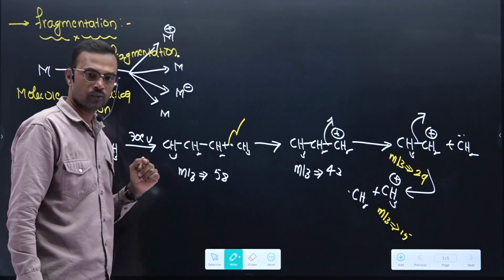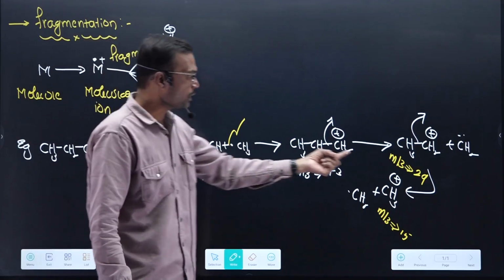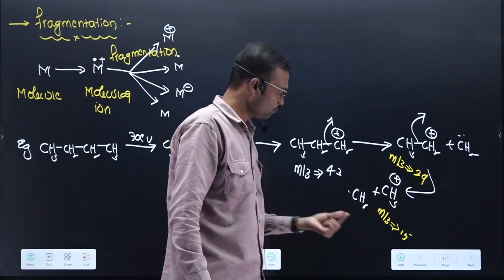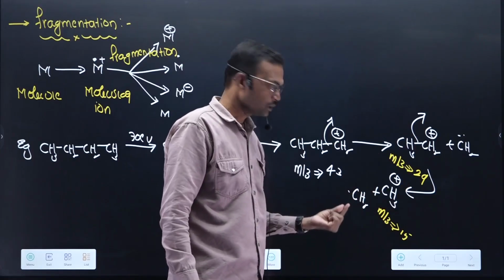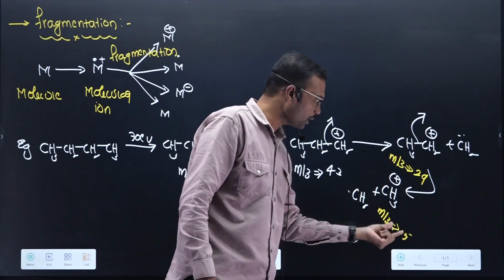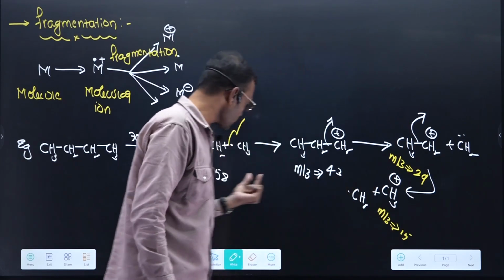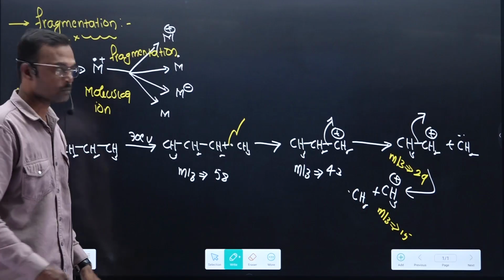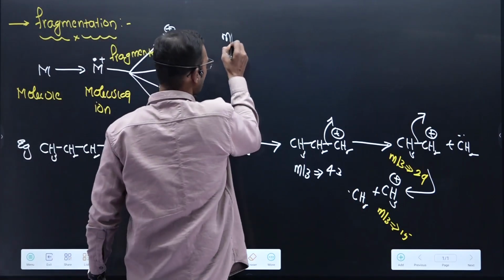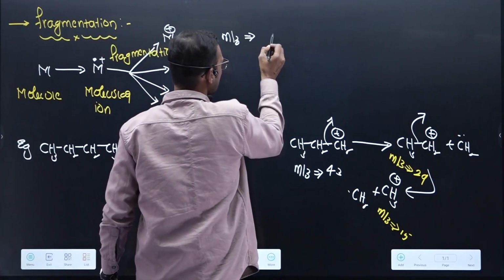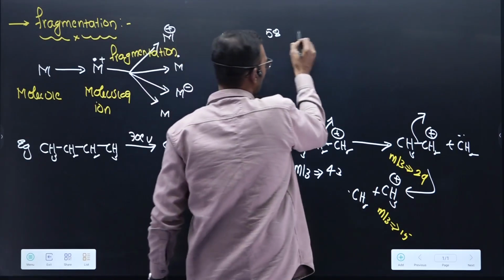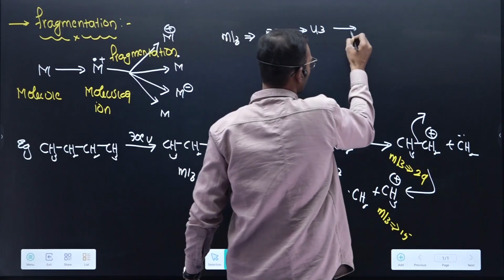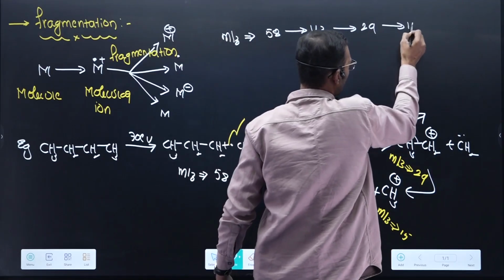58 gives 43, see this, and 29 is given by 43. 15 is given by 29. Okay? Remember, this 15 is never given by 43 or by 58. So observe the m/z values clearly. Initially I used 58. From 58, what do we get? 43. 43 gives 29. 29 gives 15.